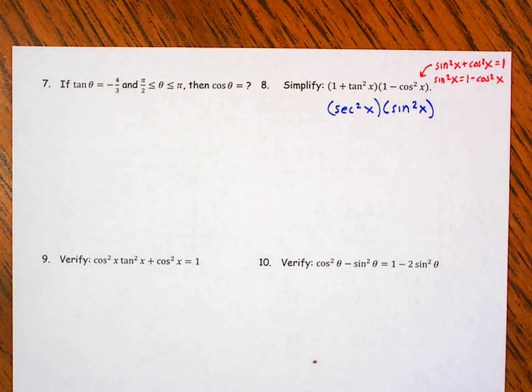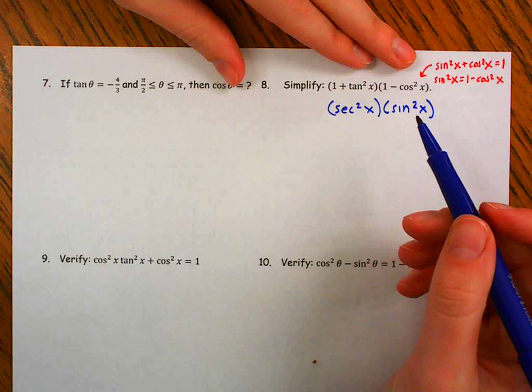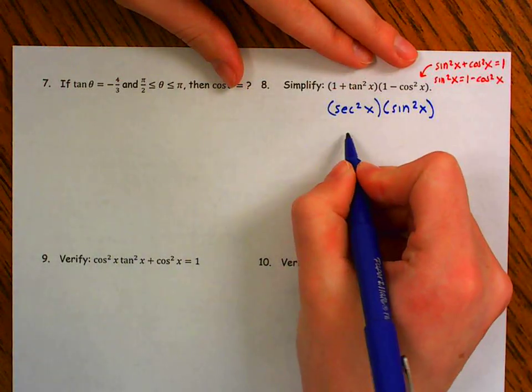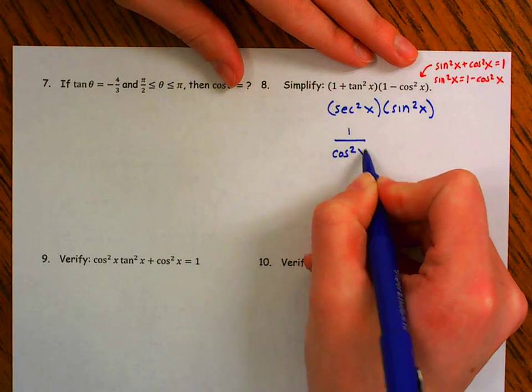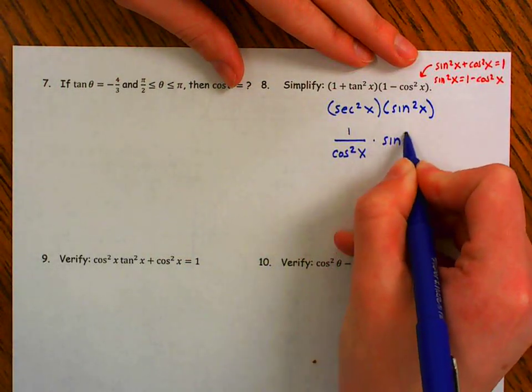So the last thing I always want to try, if I'm stuck, or I just want to even try this earlier, is to change everything into sine and cosine. You always want to do that before you finish a problem. Secant squared is 1 over cosine squared x times sine squared x.